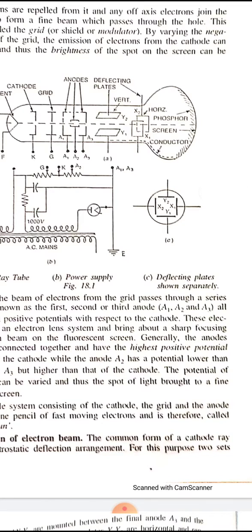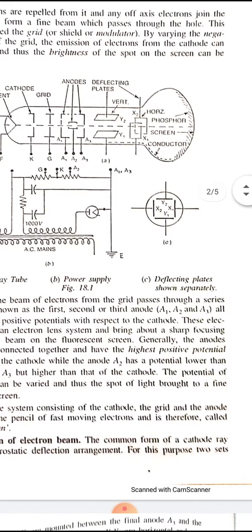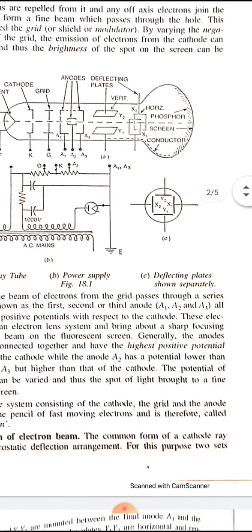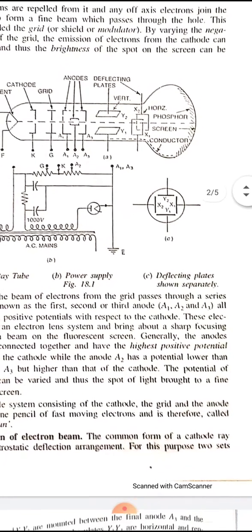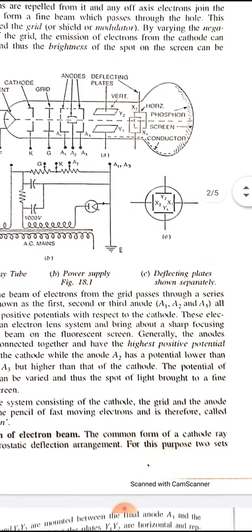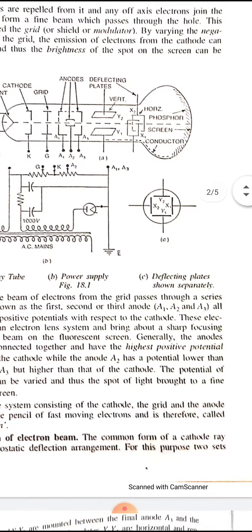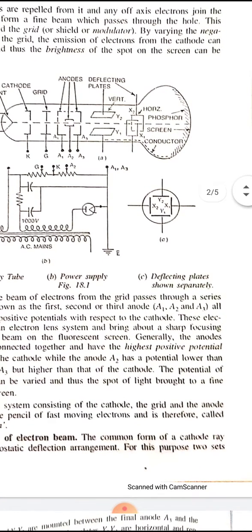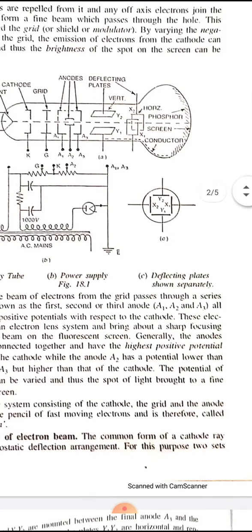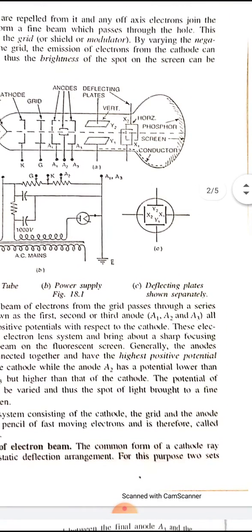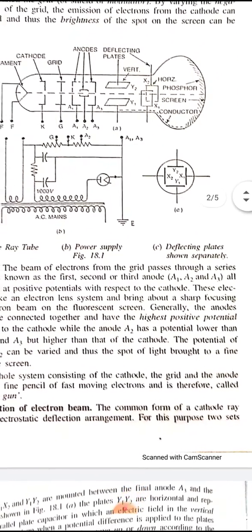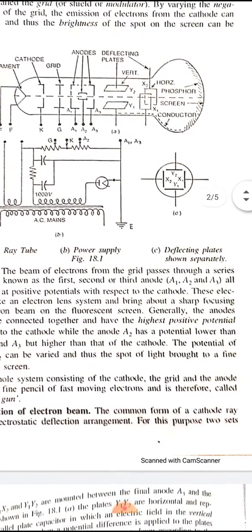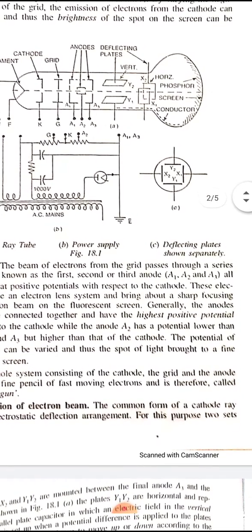The screen is therefore maintained at the same potential as A3, which keeps the electrons from A3 to the screen in free flight, as the space through which the electron beam passes is free from electrostatic fields, except those set up between the deflecting plates. As the electrons strike the screen, these leak off to the anode A3 and finally through the power supply to the cathode.